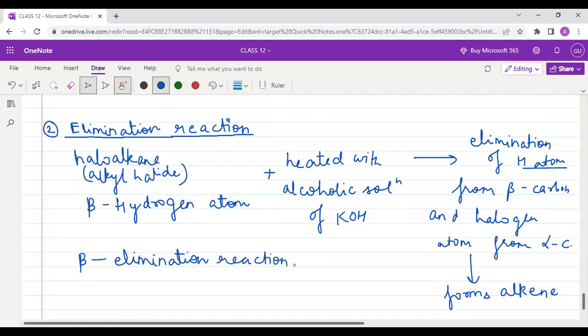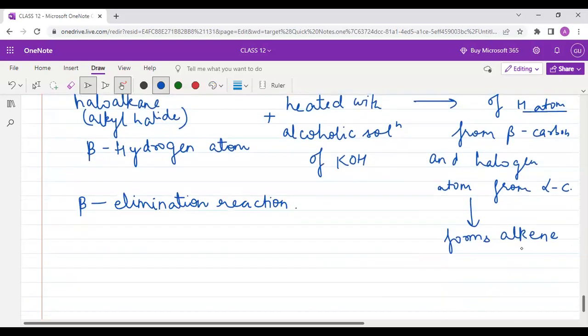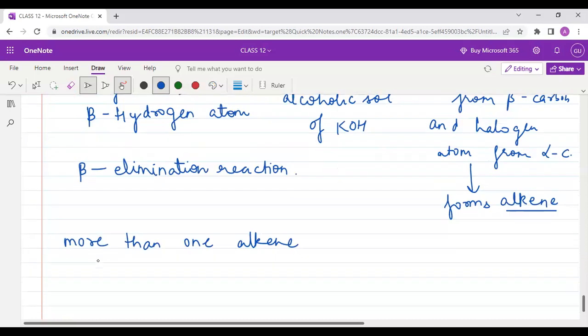Understood? Now suppose the product is alkene. In some examples, there will be a possibility of forming more than one alkene. More than one alkene will be formed in some questions. So how will you decide which one will be the major product? For that, you must have studied Saytzeff rule. Do you remember this rule? Okay, whenever there's a possibility of formation of more than one alkene, you will decide the major product by this rule.